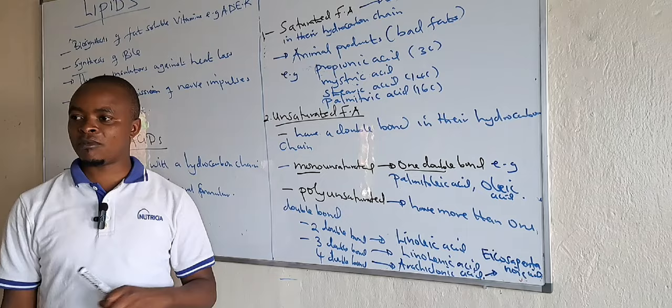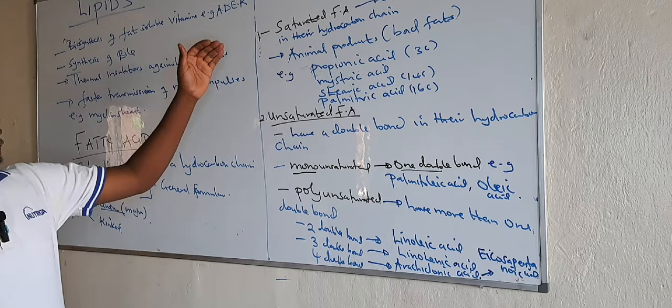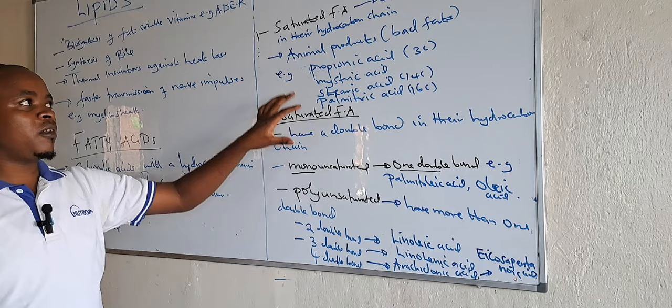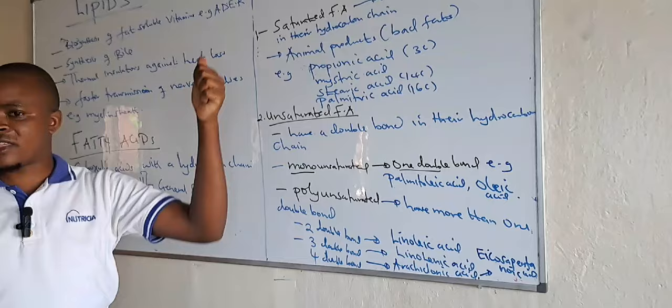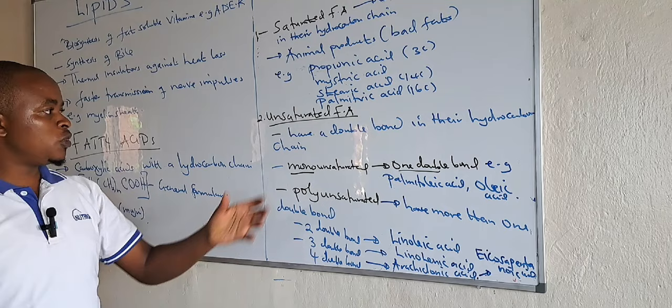So this marks the end of the classification of fatty acids, whereby we have saturated and unsaturated. We have said saturated are not good for our health, because they cause a risk of atherosclerosis, and they are from animal products. Then the unsaturated ones are good as fatty acids.